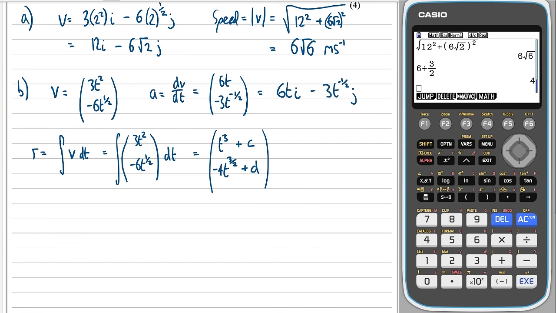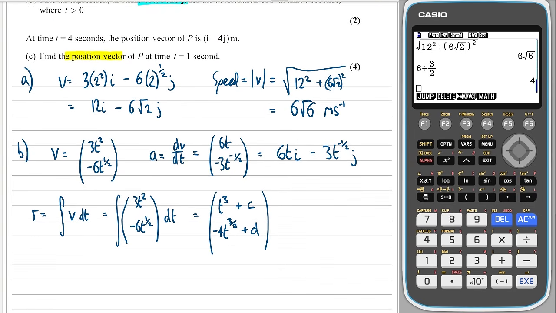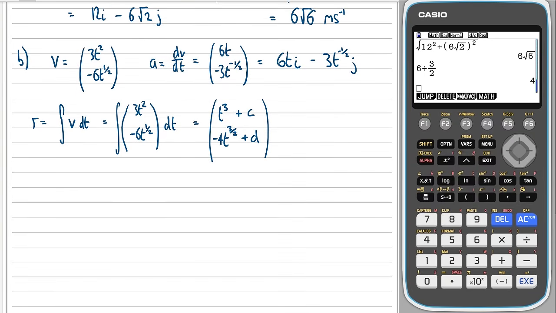Okay, next step is to work out what that constant is, and we do that by using the initial conditions or the boundary conditions, which I'll highlight in green here. T equals 4 and the position vector is 1, minus 4. So we write the position vector is 1, minus 4, and that happens when I substitute in t equals 4.